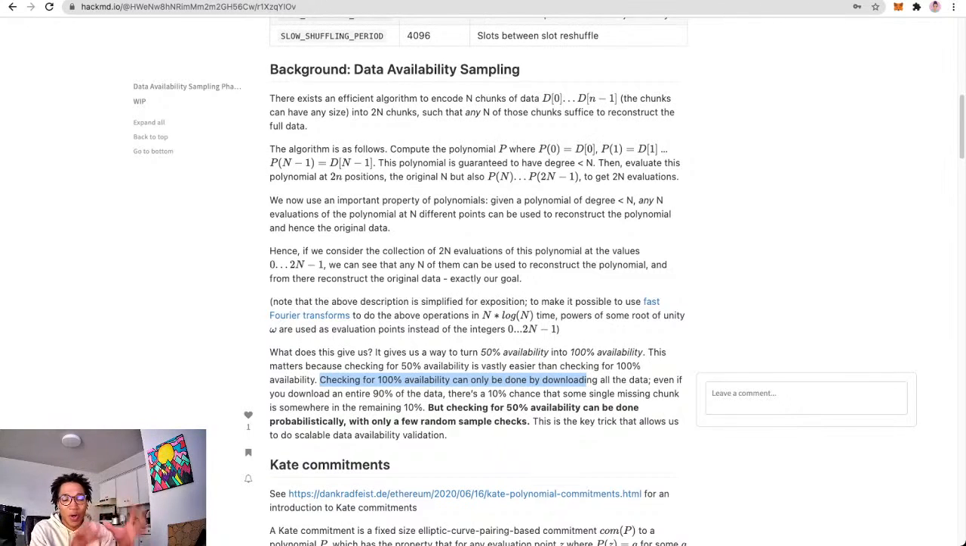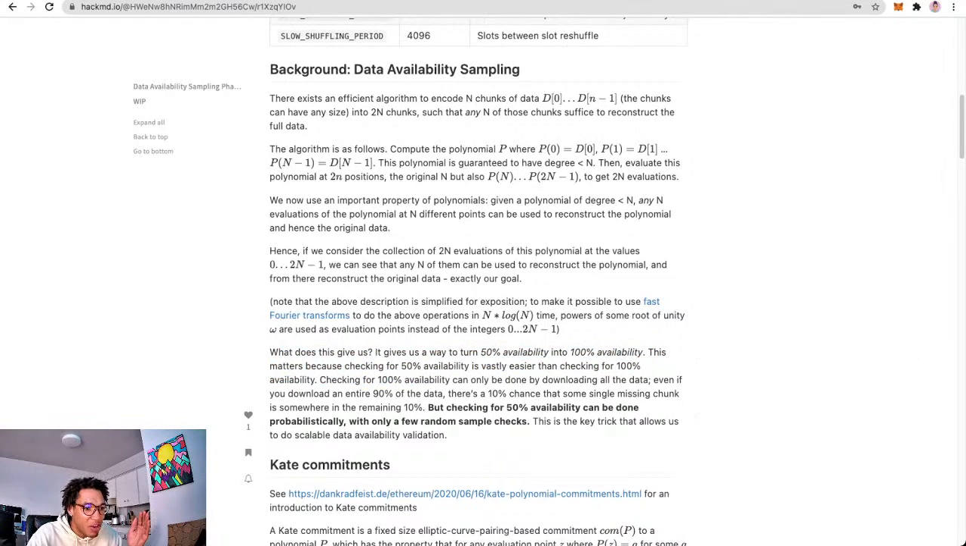But with this math, I think the whole point of this is that multiple nodes need to be doing this, and then, probabilistically, with a few random sample checks, okay, let's see. Let's keep reading instead of me just ranting.